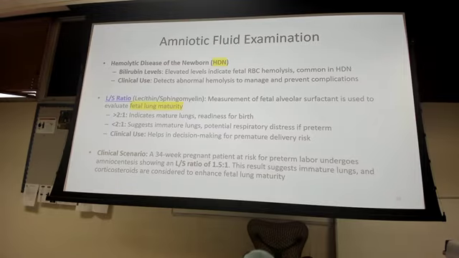AFP. Right, so hemolytic disease of the newborn. If there's a baby that had fetal RBC hemolysis, usually the amniotic fluid will have high bilirubin levels, and will detect abnormal hemolysis to manage or prevent complications. A test that's not very common, I don't know why it's up here, is the L/S ratio. This is a measurement of fetal alveolar surfactant that tests lung maturity. It's not very common, I'm not going to test you on it, but it's good to know.